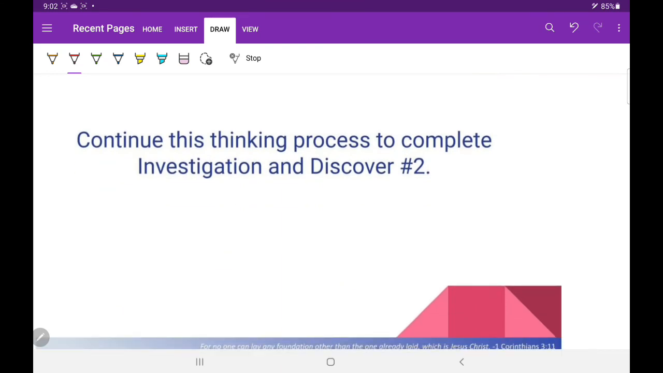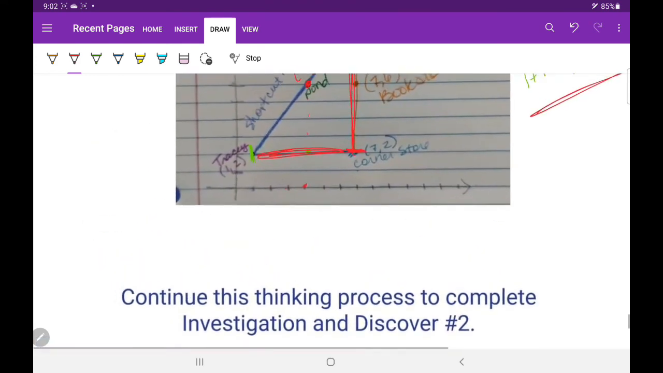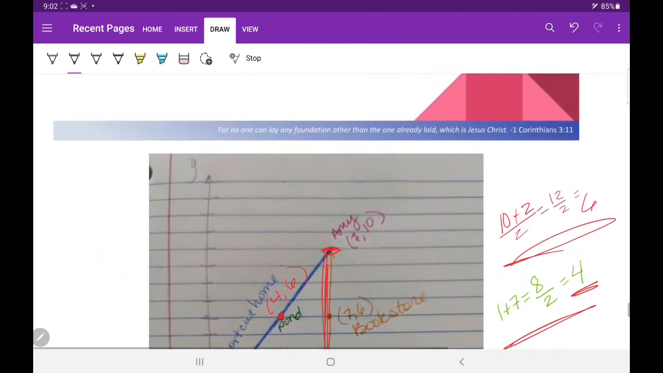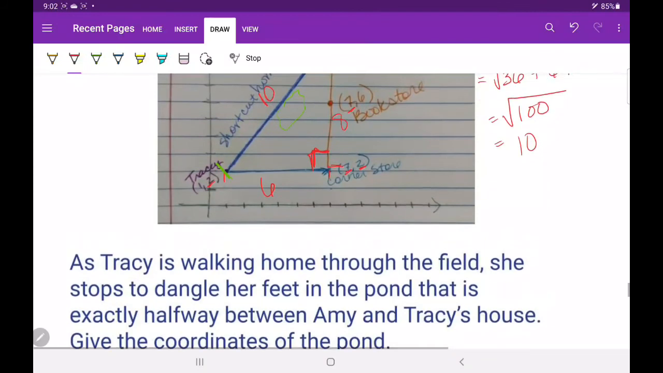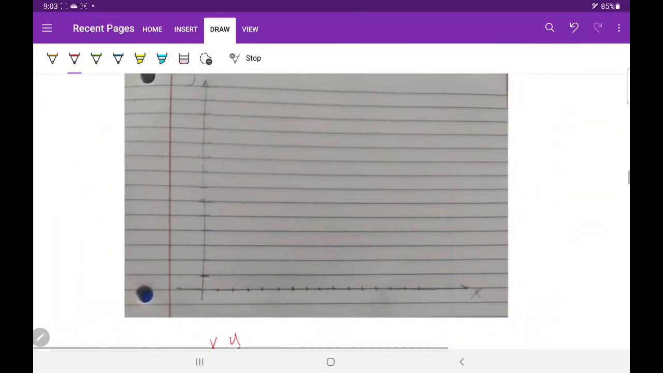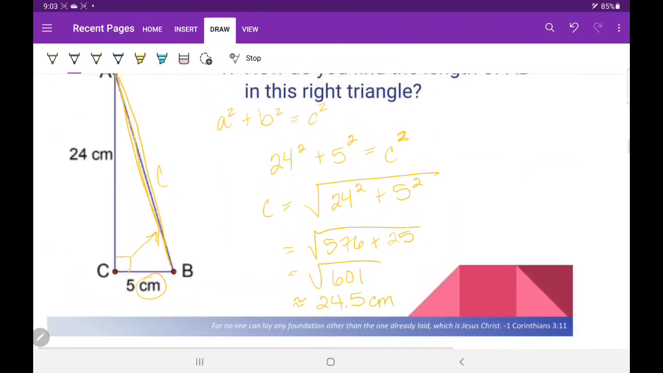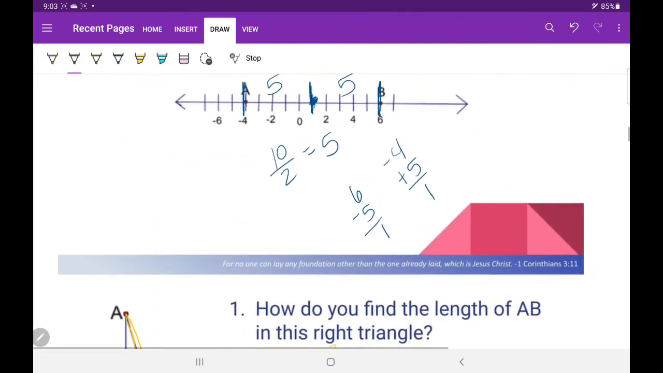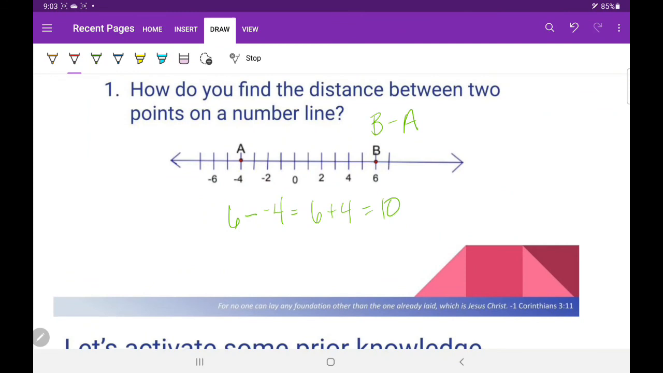The last thing that's in these directions is that you have another page called Discover number 2. And so what I want you to do is use this information to answer the questions. There will be a similar situation where you're going to graph it and try to figure out some information like we did here. Keep in mind what we talked about at the beginning. We talked about that you can find the length of the side of a triangle using the Pythagorean Theorem and what that looks like. And then we'll come back together in the next class. We'll actually give you this information.